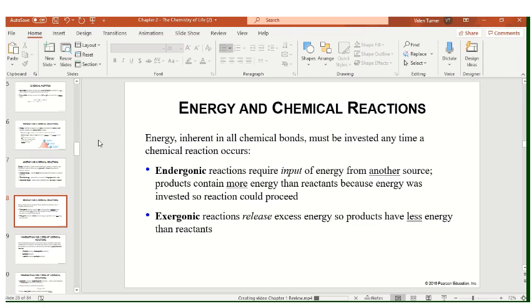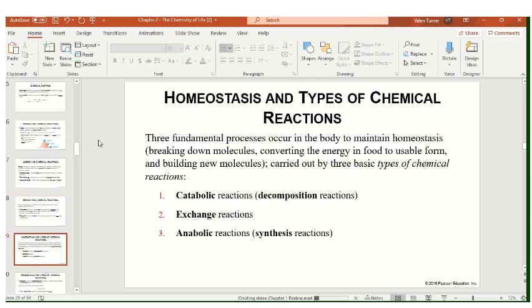If you're a chemical reaction that requires or absorbs energy, you're an endergonic reaction. If, on the other hand, you give off or release energy in a chemical reaction, you're called an exergonic reaction. Know the difference. Know those two definitions. And then we actually talk about chemical reactions. You got to know these three basic chemical reactions and what's going on.